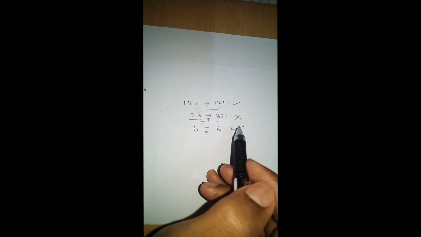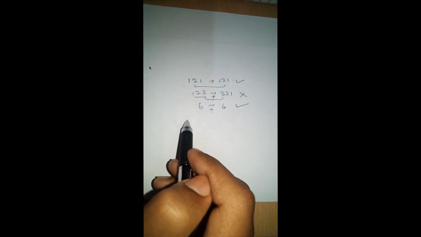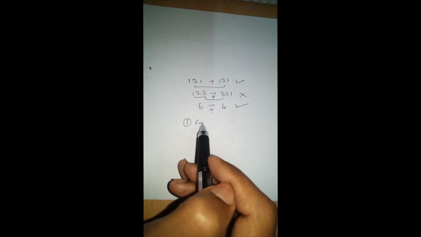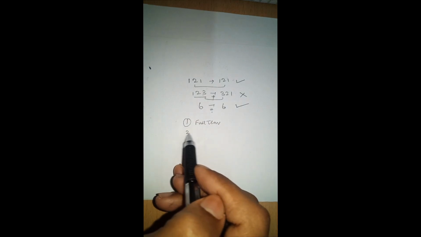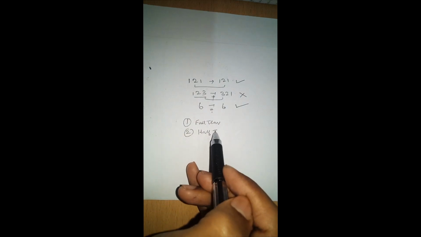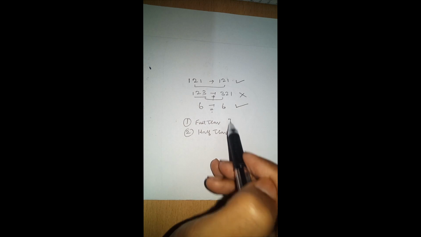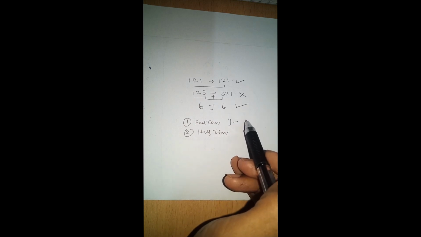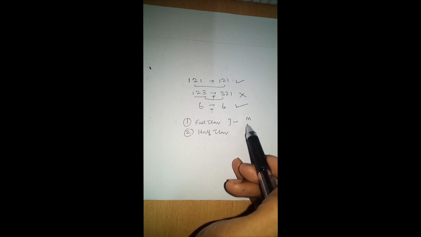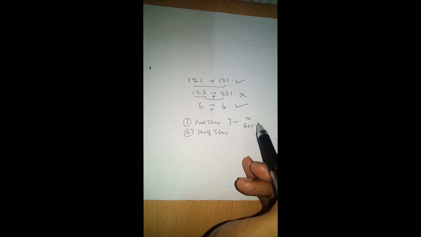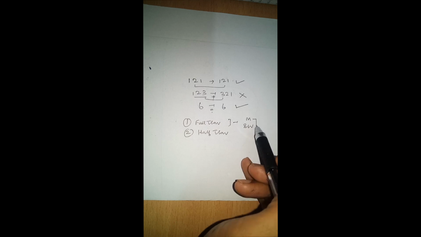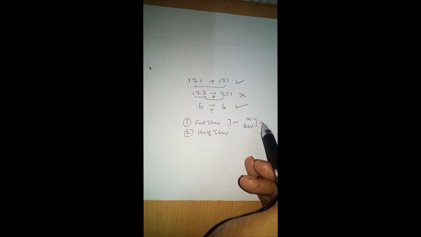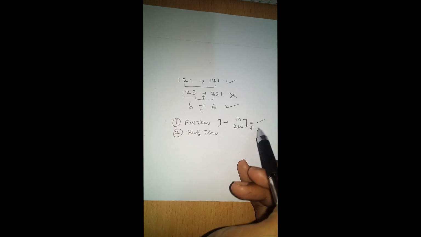So how can we find it? We can find it in two ways. The first one is full traversal, and the second one is half traversal. Now in full traversal, what we do is find the reverse of the given number n and then compare both n and its reverse. If both are equal, then we say it's a palindrome number, and if they are not equal, then we say it's not a palindrome number.